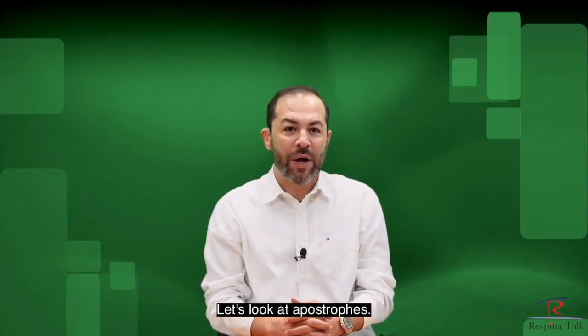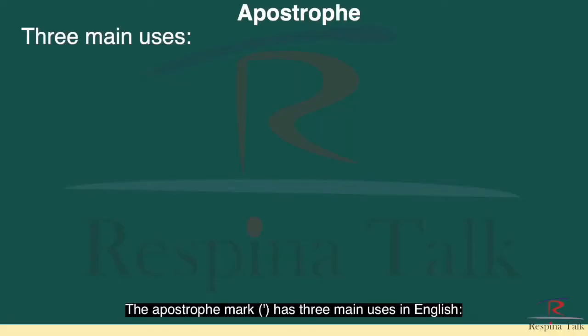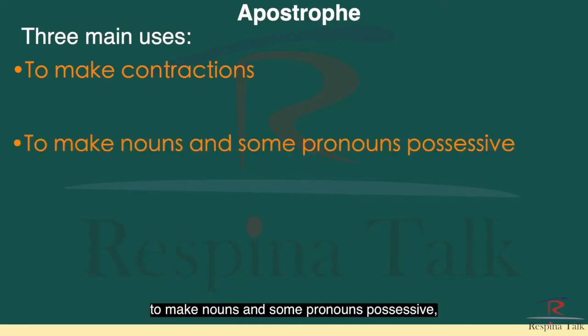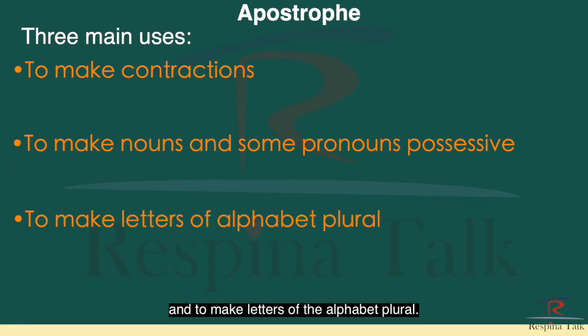Now let's look at apostrophes. The apostrophe mark has three main uses in English: to make contractions, to make nouns and some pronouns possessive, and to make letters of the alphabet plural.